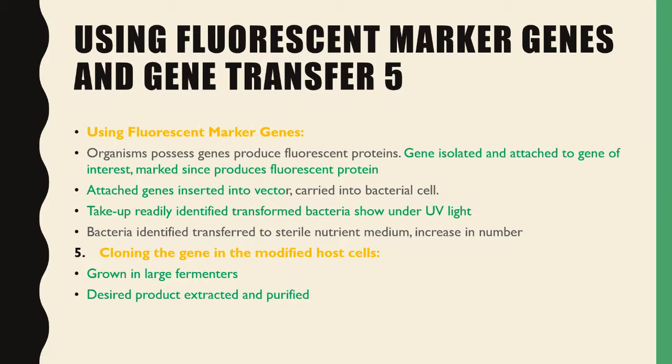So using fluorescent marker genes in gene transfer as well. Some organisms possess genes that produce fluorescent proteins. These genes will be isolated and attached to the gene of interest, and they're marked since they produce a fluorescent protein. These attached genes are then inserted into a vector and carried into the bacterial cell, where the uptake will be readily identified, and the transformed bacteria will show under UV light.